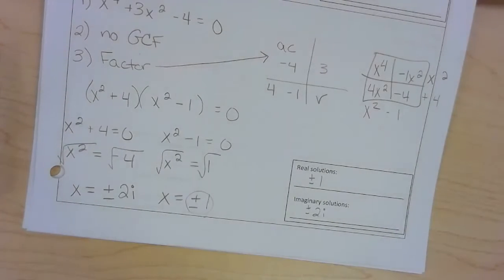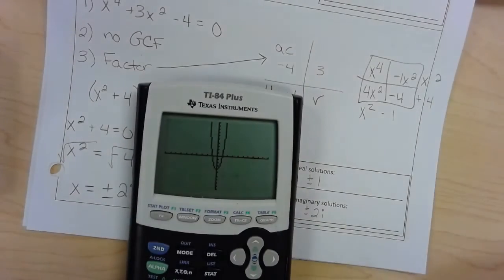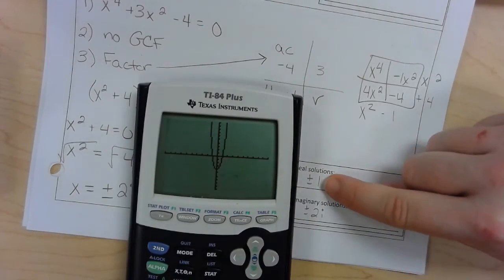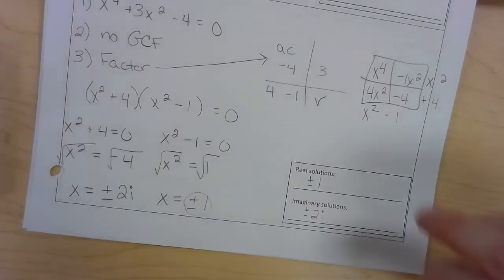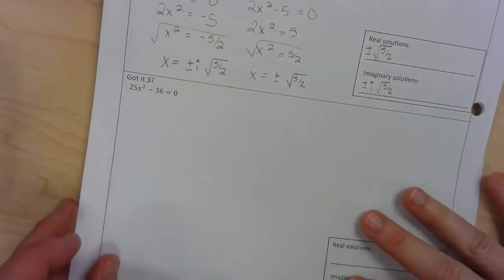All right, so if all else fails, like on the test, if you get stuck, you can at least put it in your calculator and see where it crosses, and that will at least give you your real solutions. It won't give you your imaginary solutions, but it will give you the real solutions. Let's see if I can get type 3 done here.